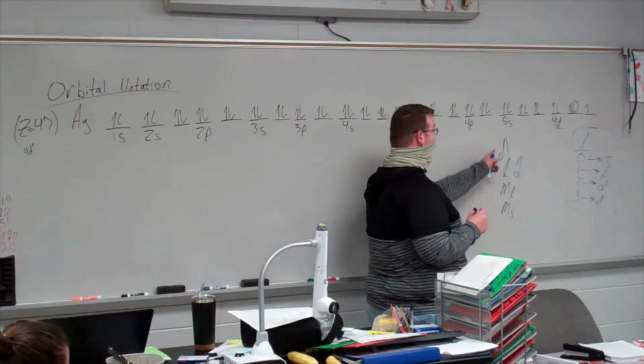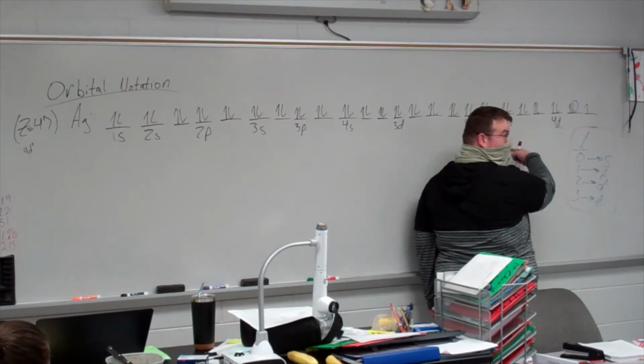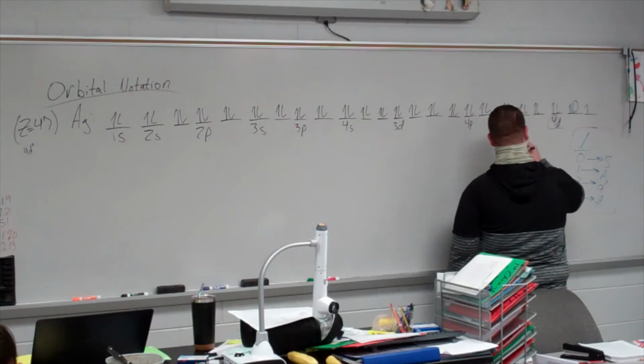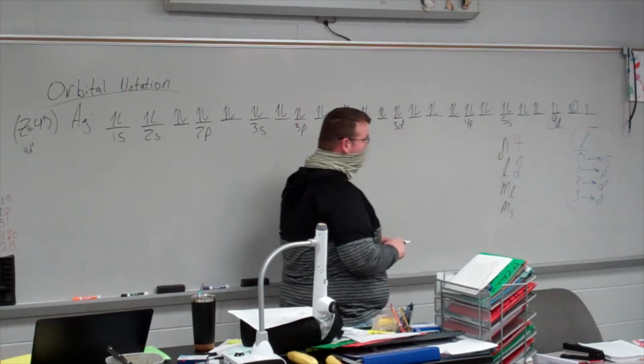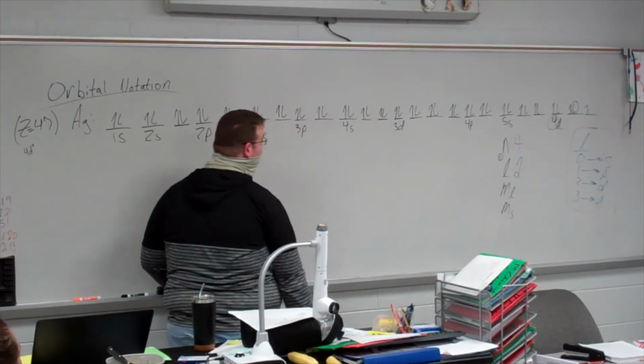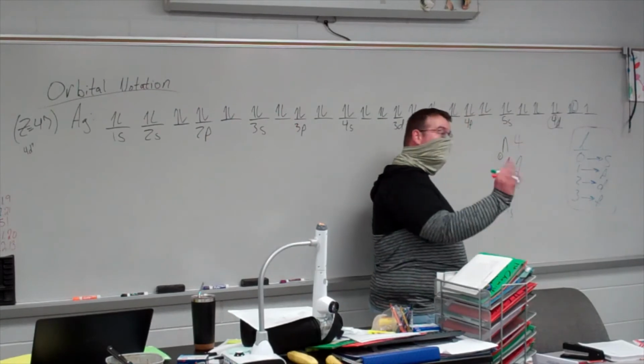Okay, for N, which comes first? This is the principal quantum number, which is the energy level. It's 4. That's simple. It's always gonna be whatever number you have. Yes. And then how do we figure out M sub L? That's a great question.